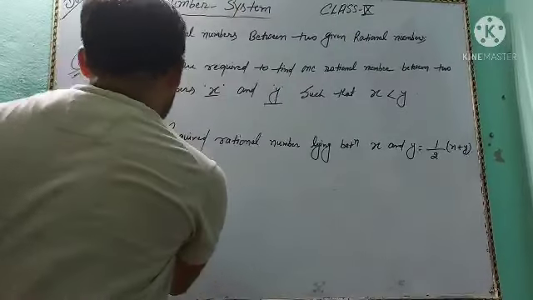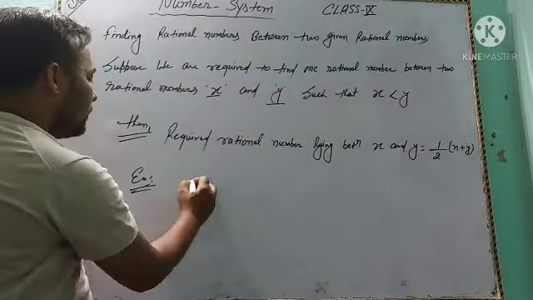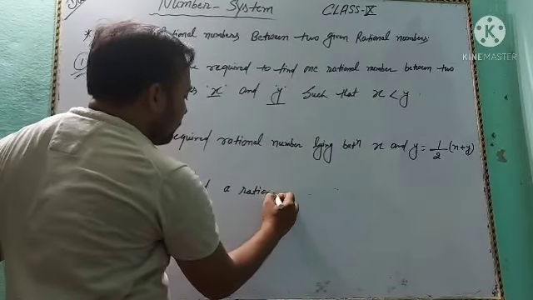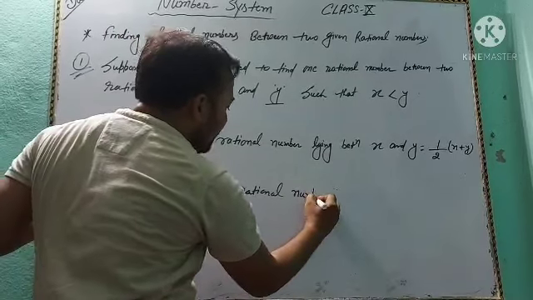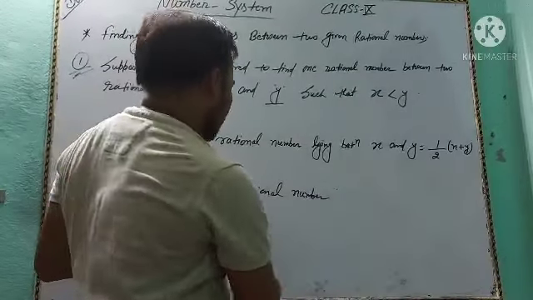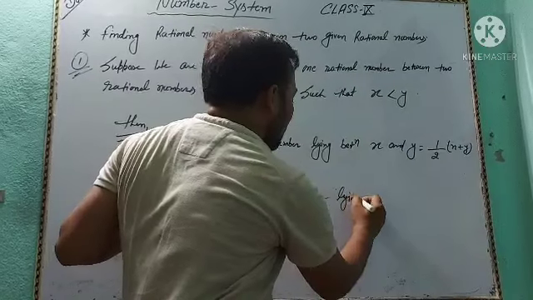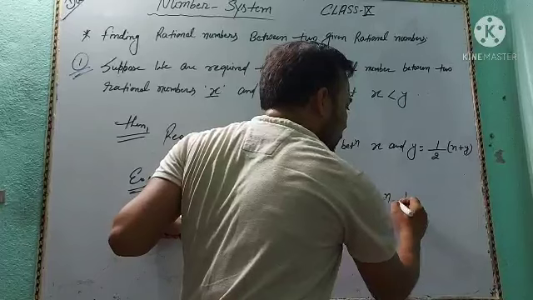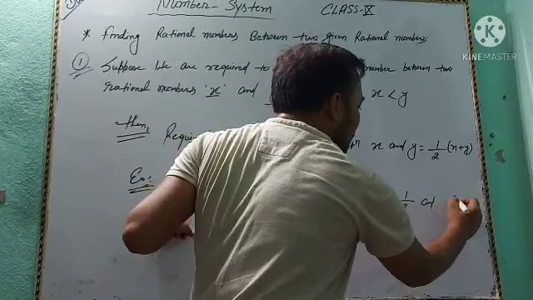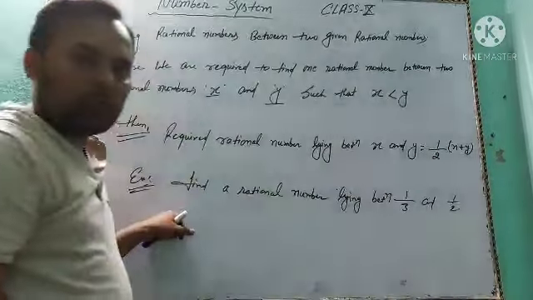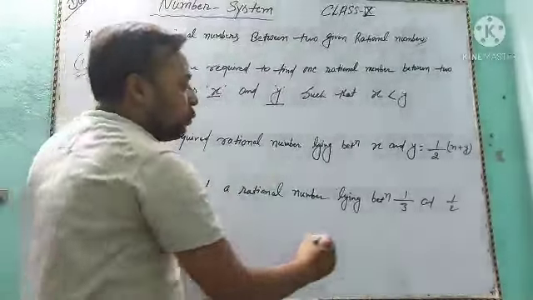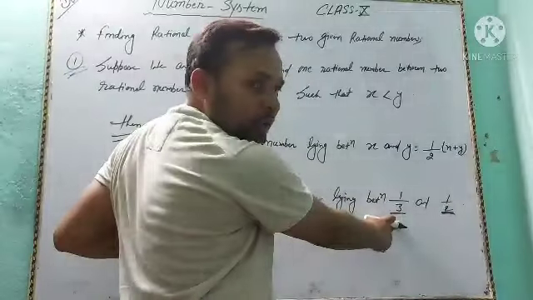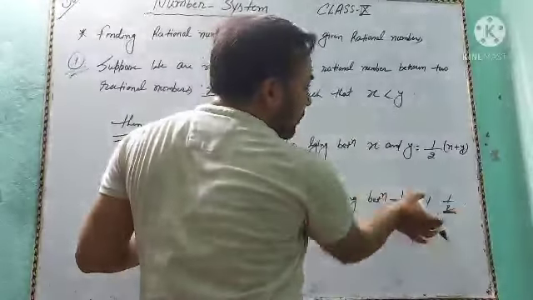Let's take an example. Suppose we want to find a rational number lying between 1 by 3 and 1 by 2. So students, 1 by 3 and 1 by 2. 1 by 2 is greater than 1 by 3, and 1 by 3 is less than 1 by 2.